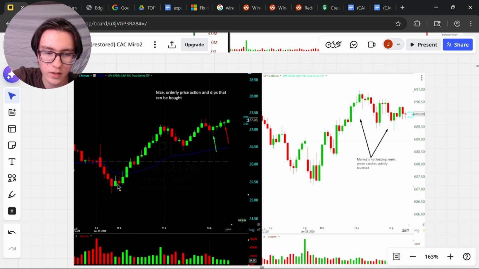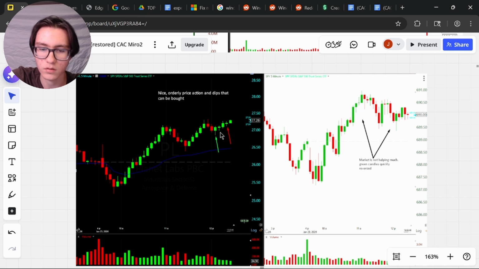As you see, we have a nice orderly trend higher. We end up having a dip that does not reach VWAP. Then we have a nice rebound to a new high of day with orderly price action. So when the stock dipped again, I ended up buying on this candle when the stock made a higher low. But because the market price action wasn't playing out like I expected, I ended up selling just a few candles later. I expected the market to be a little bit more bullish, but that ended up not happening, so I just exited the trade a few bars later.